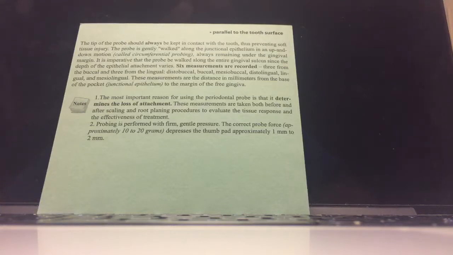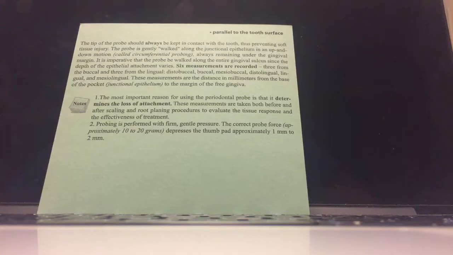Six measurements are recorded, 3 from the buccal and 3 from the lingual: distal buccal, buccal, mesiobuccal, distal lingual, lingual, and mesiolingual. These measurements are the distance in millimeters from the base of the pocket, which is the junctional epithelium, to the margin of the free gingiva. Notes: the most important reason for using the periodontal probe is that it determines the loss of attachment.